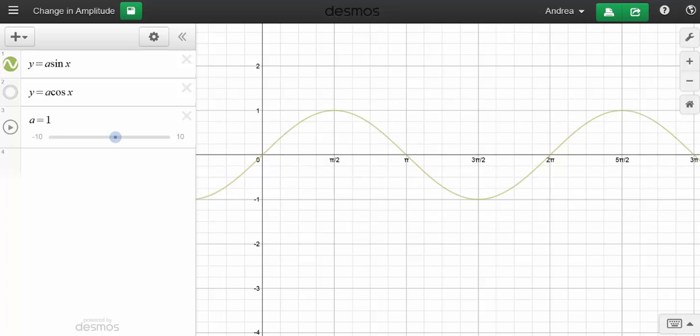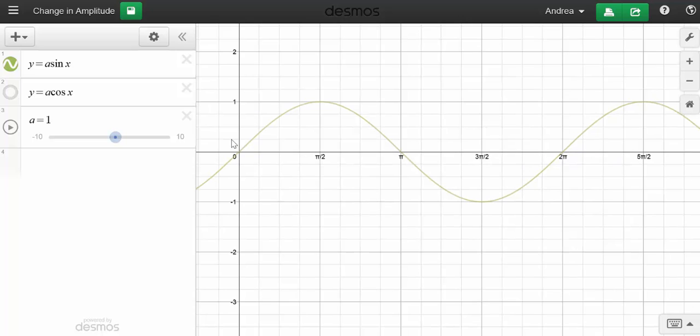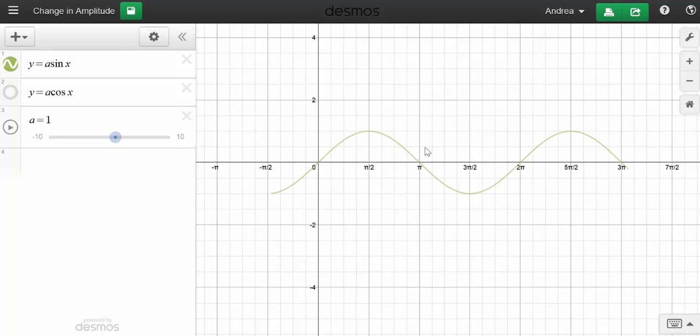Here I have graphed the standard sine curve or sine wave on a graphing utility called Desmos. This is a free online graphing calculator. And we can see that we have our standard basic shape here of our sine curve from 0 to 2 pi. So we go all the way from 0 to 2 pi. And you can zoom in and zoom out.